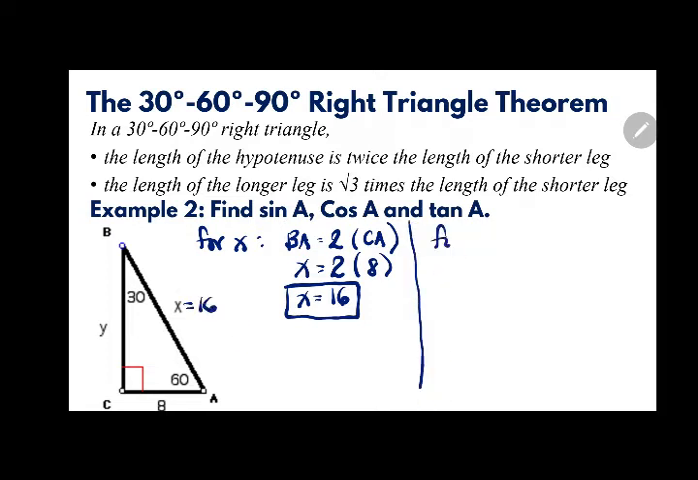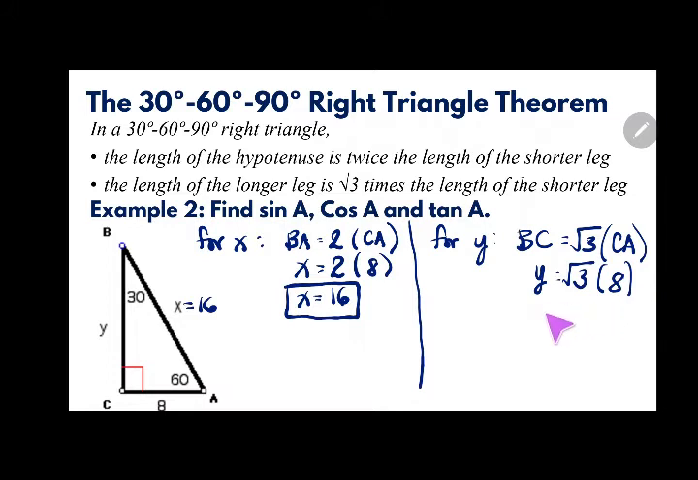Para naman sa y, dahil ang y ay ang longer leg, gagamitin natin ang second part ng theorem. So, ang haba daw ng longer leg, ang longer leg ay BC, ay equal sa square root of 3 times the length of the shorter leg. So, ang shorter leg natin ay CA. So, ito yung ating equation. Then, we simplify. BC is y at equal yon sa square root of 3 times CA. So, ang CA ay 8. Multiply. So, y is equal to square root of 3 times 8. So, that's equal to 8 square root of 3.